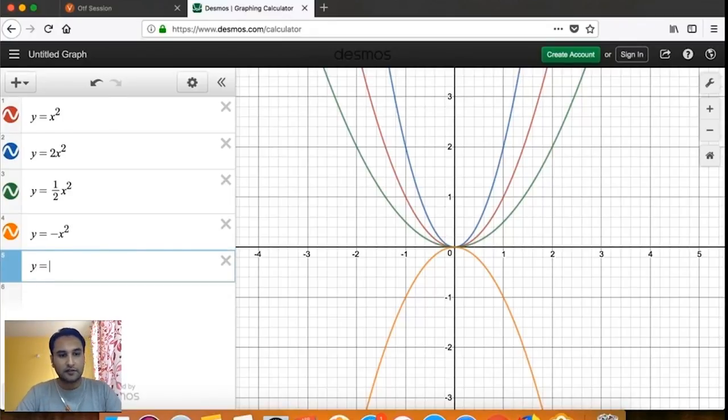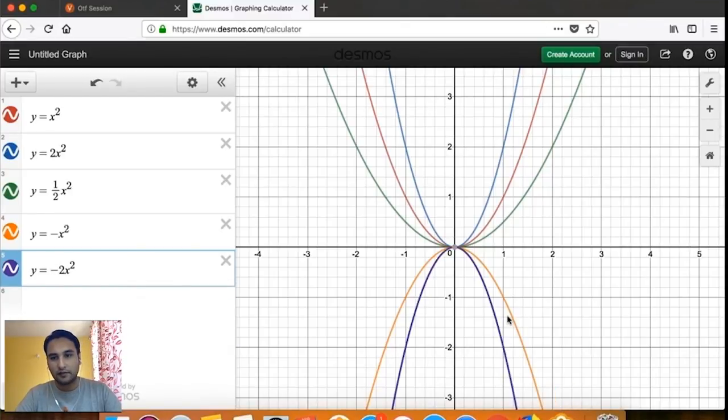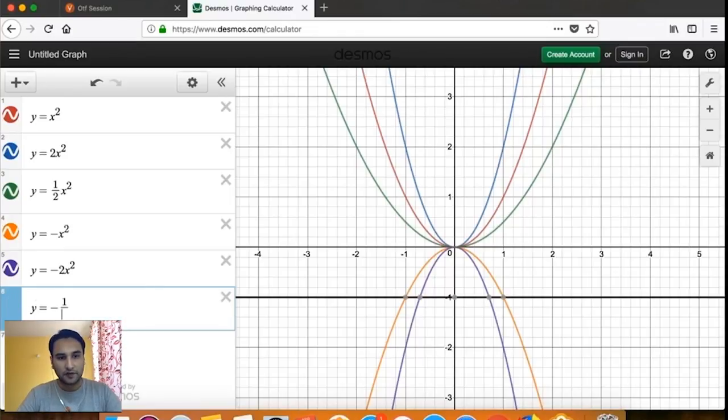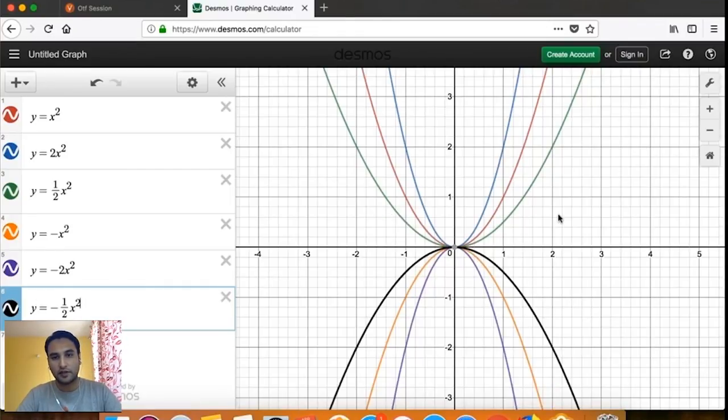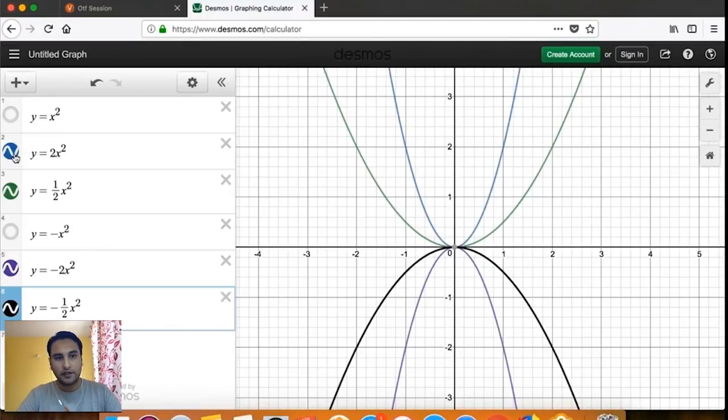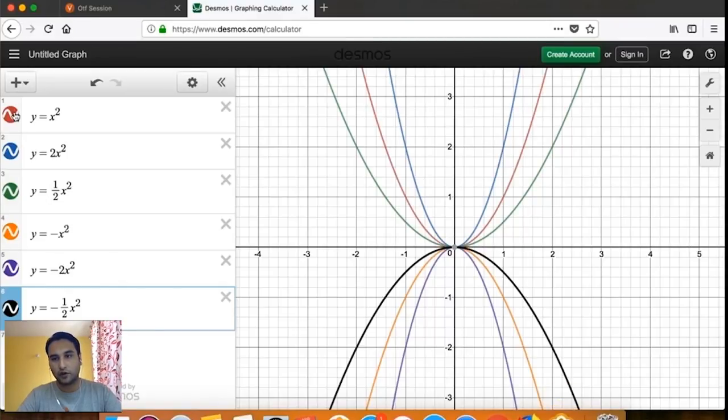Similarly, y is equal to minus 2x square. See, it is the mirror image of 2x square. If I plot y is equal to minus half x square, see, it is the mirror image of half x square. Similarly, minus 2x square is the mirror image of 2x square. Similarly, minus x square is the mirror image of x square. Got it? Is that clear, all of you?